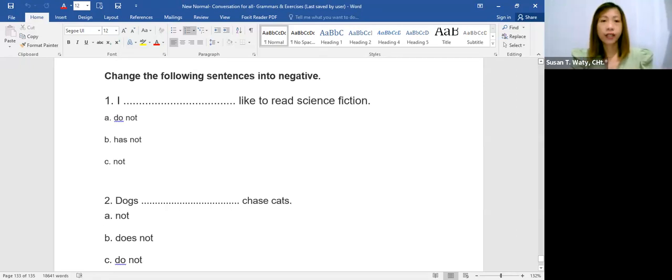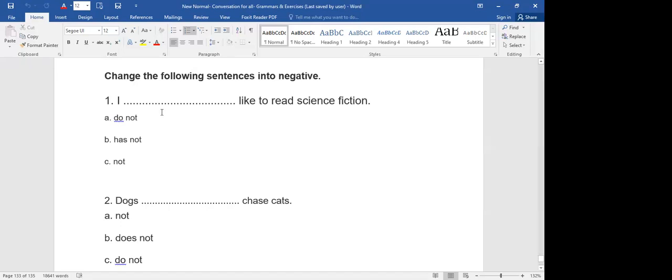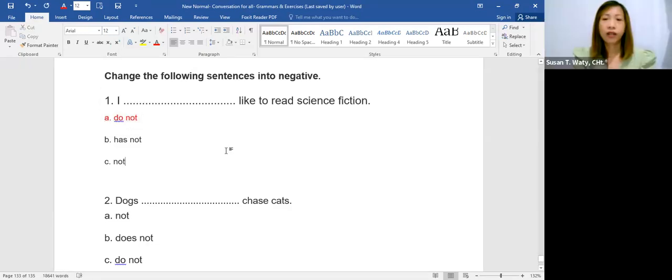Negation, for the negative sentence. I blah blah blah like to read science fiction. Okay, just need to pick the right answer there. Number 1, Nani, please. I do not like to read science fiction. Alright, saya tidak suka membaca buku fiksi tentang ilmu pengetahuan.